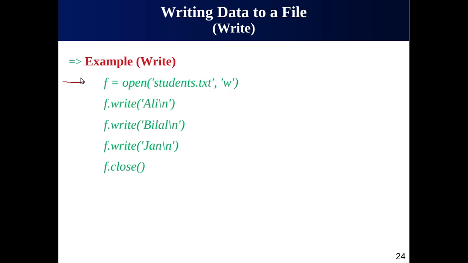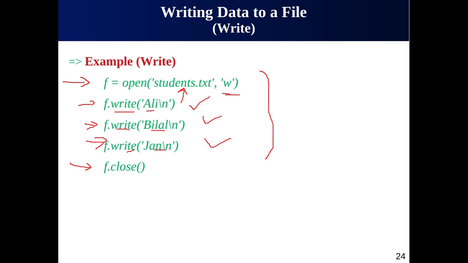First, you have to open the file, and in the mode you have to provide W, not A. And then what's happening at line number 2, line number 3, and line number 4? We are actually writing three lines to this file students.txt. Write Ali, come to next line, write Bilal, come to next line, and then write John, come to next line, and then close the file. Once you read this file, it will contain these three new lines, Ali, Bilal, and John.